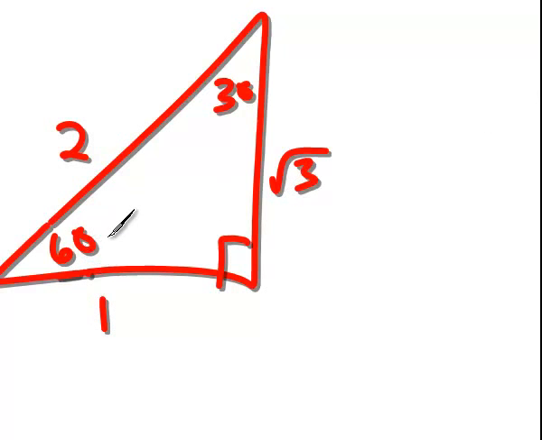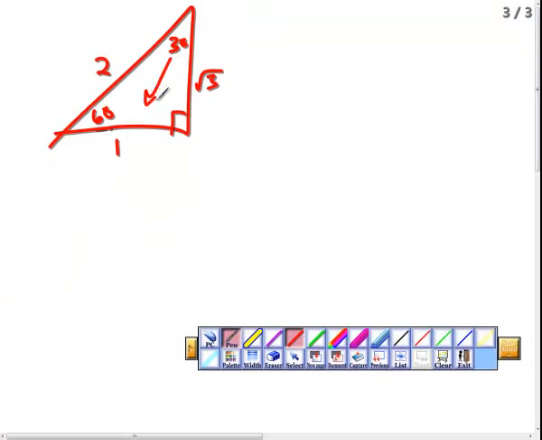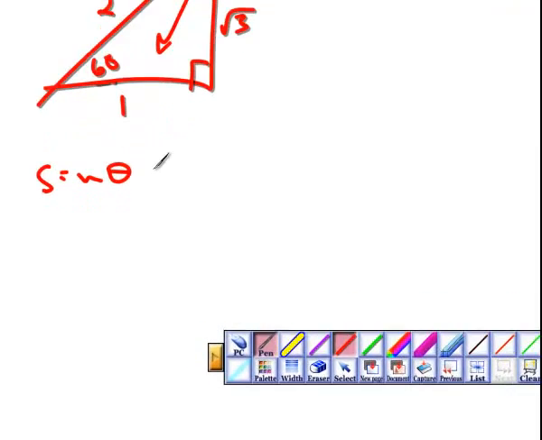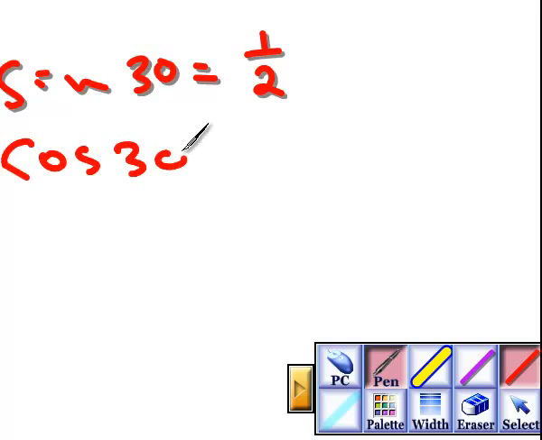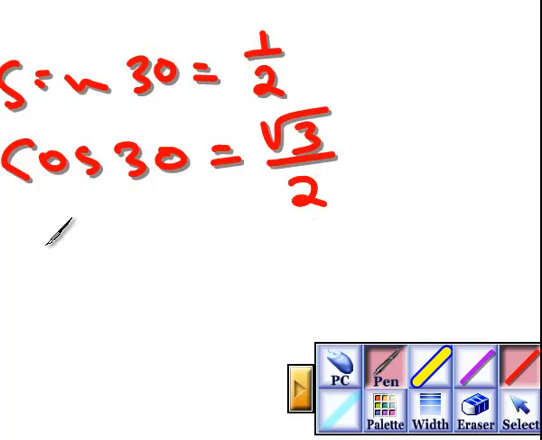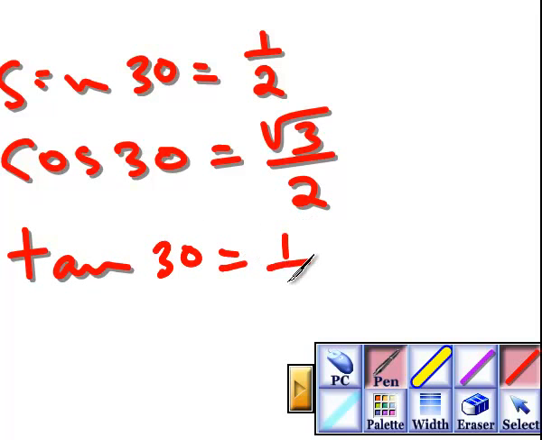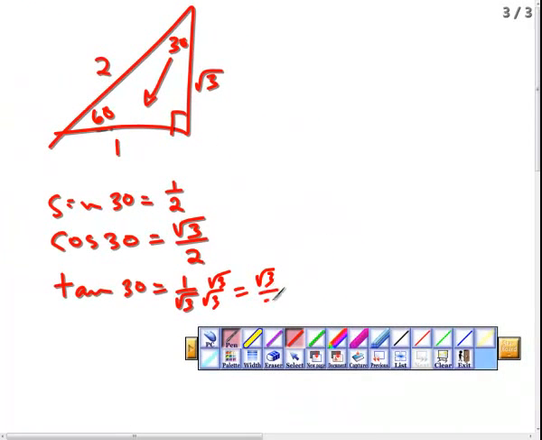All right, you've got 30. Sine for 30 degrees is opposite over hypotenuse. Cosine is adjacent over hypotenuse. And then tangent is going to be opposite over adjacent, which you have to rationalize. So you get square root of 3 over 3.